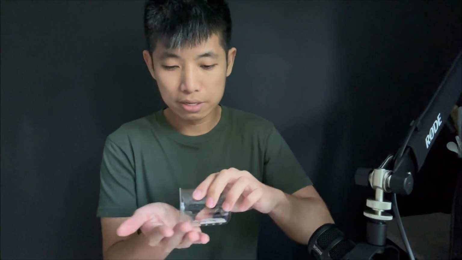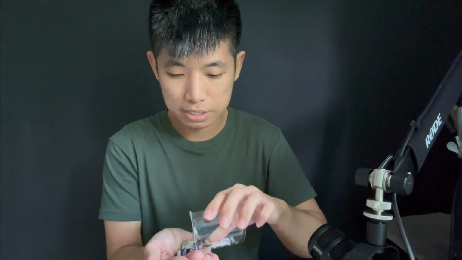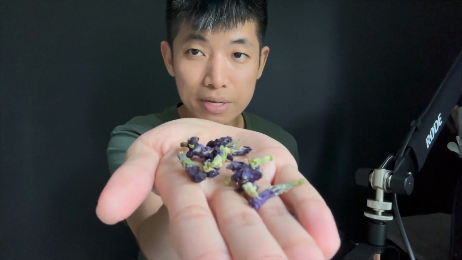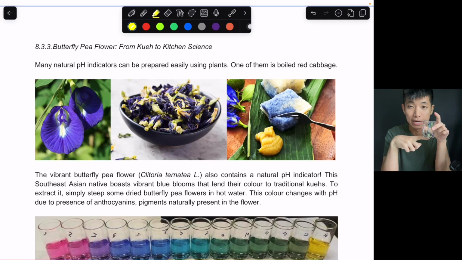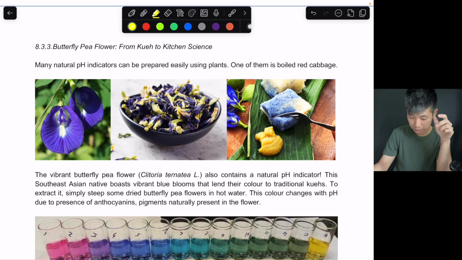Okay, so I think you will probably have seen this before, quite common in Singapore, which is this butterfly pea flower. You can see? Yeah, so these are dried flowers, but they contain a very interesting indicator as well. So you can extract the indicator by adding hot water. Okay, let it steep for a while.